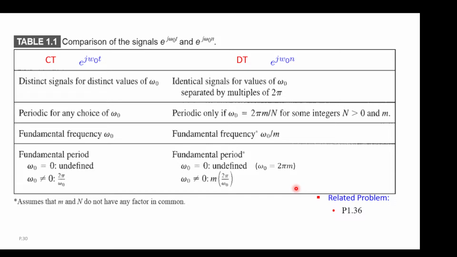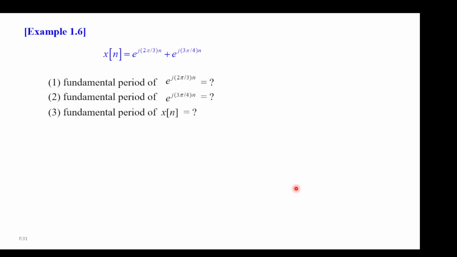Okay, so let's go to an example, a bit more complicated now. I think people can answer this. You are very good now. x of n equals e to the j 2 pi divided by 3 n plus e to the j 3 pi divided by 4 n. The first two questions should be very easy because we will do this a lot. So what's the fundamental period of e to the j 2 pi divided by 3 n?